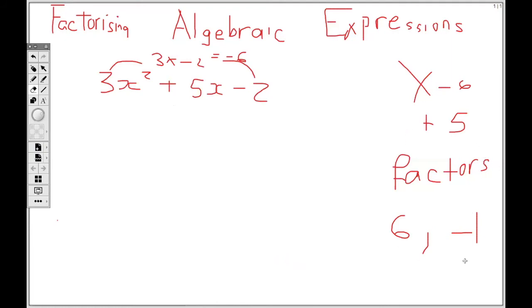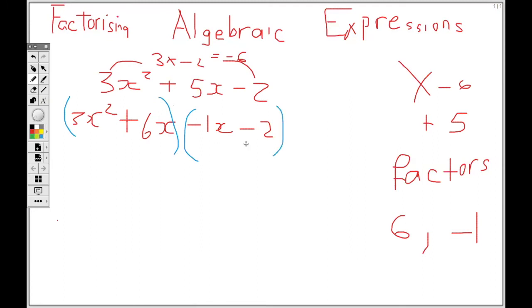So we see 6 times negative 1 gives you negative 6, and 6 plus negative 1 gives you positive 5. So replacing the center, we have 3x squared plus 6x minus 1x minus 2. So grouping the first two terms in a bracket, then the second two terms in a bracket, what can we factor out in the first bracket? We realize 3 and 6 have the highest common factor of 3, and x squared and x have the highest common factor of x.